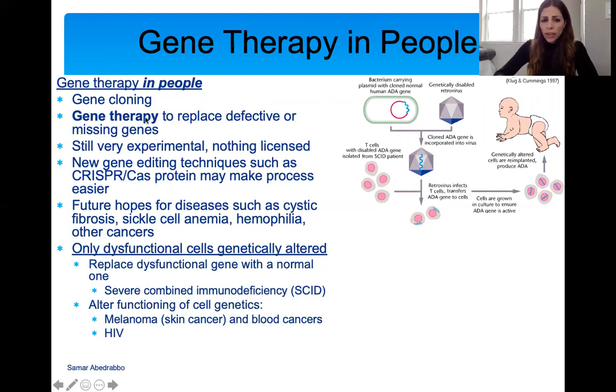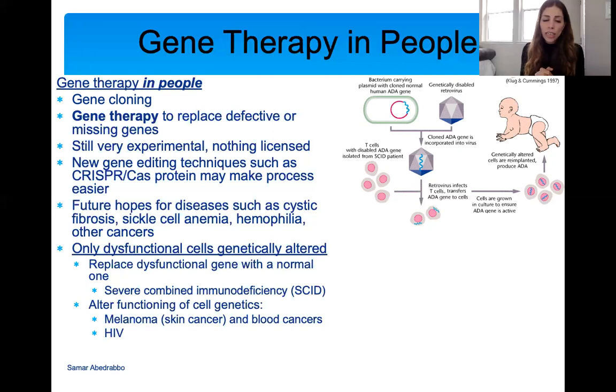And with gene therapy, the idea here in the US is that only dysfunctional cells would be genetically altered. So you cannot change genes just for someone's benefit. It's only if someone has a disease and it's replacing a dysfunctional gene with a normal gene. So there is a disorder called SCID, or severe combined immunodeficiency, where humans are missing almost all the genes that code for a healthy immune system. We'll learn about it later. Can we give those humans those genes back?